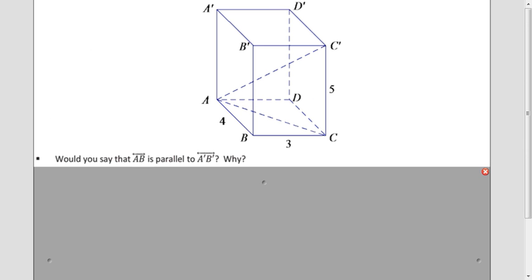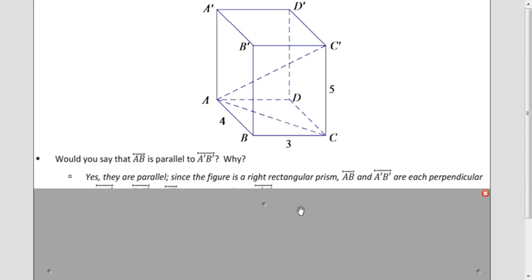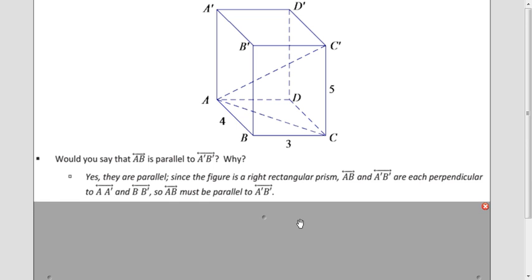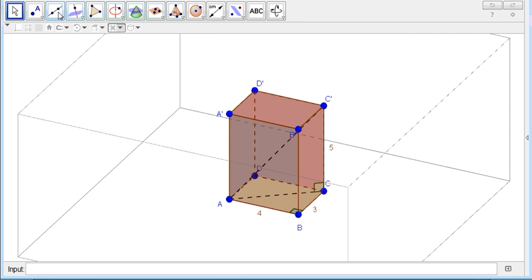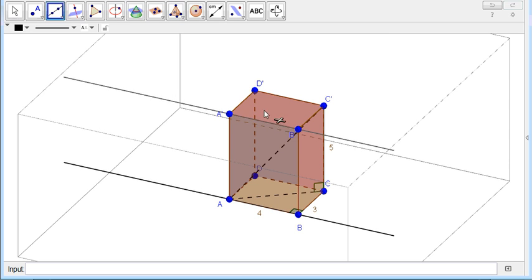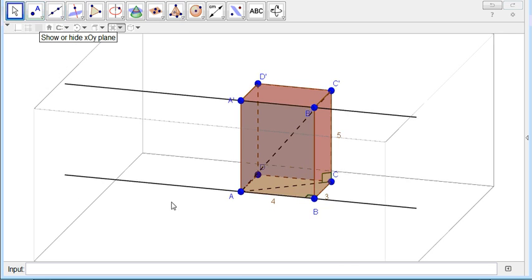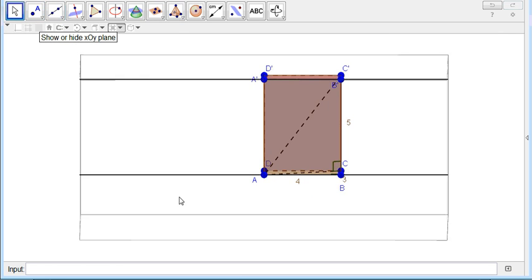Now we're going to answer some questions using the same rectangular prism. Would you say that those lines are parallel? Why or why not? Well, they're both perpendicular to the same line, so they must be parallel. And if we look at AB and A prime B prime, we will see that in our model, they do not appear to ever intersect. So those are parallel.